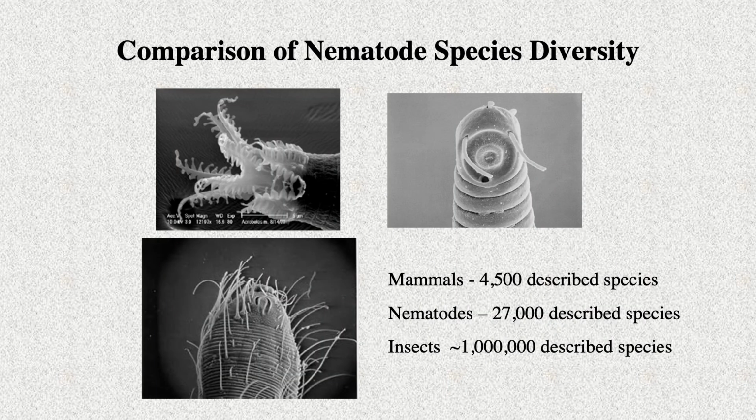How does described nematode diversity compare to other groups of organisms? There are many more described species of nematodes than there are of mammals, but many fewer than insects. How many species of nematodes are there that have not been described? Well, as I've told you, scientists really just don't know. Some scientists have tried to make educated guesses, but the truth is that there are some things that we just don't have good answers for yet, and this is one of them.